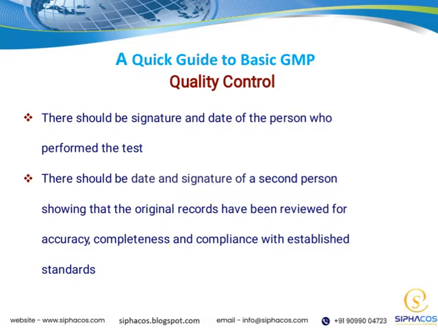Let's take a quick look at a simple guide to basic good manufacturing practices, or GMP. This is really the foundation for ensuring quality and safety in our products. First, it's all about maintaining a clean and hygienic environment. This means regular cleaning and sanitizing of equipment and facilities to prevent contamination. Next, we need to ensure proper documentation of every step. This creates accountability and traceability.